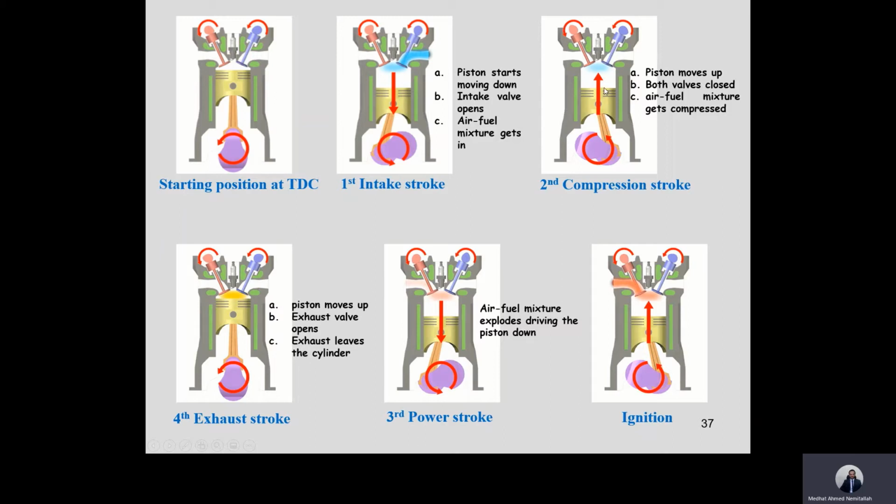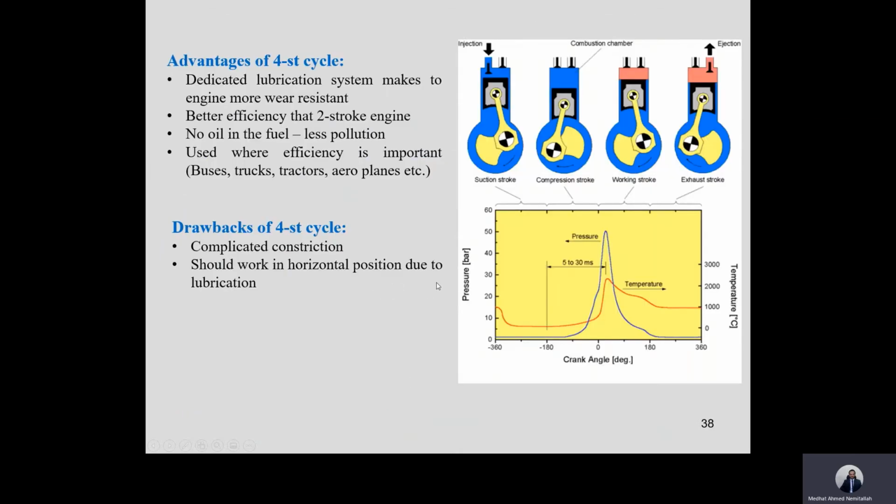Then the piston will reverse its movement, and in this case the intake and the exhaust valves will be closed. Both valves are closed. The piston is moving up to compress the air plus fuel. Before the end of the compression stroke, a spark will be initiated using the spark plug to start the combustion process. Then the heat will be released and the piston will be moved down to generate shaft power. We call it the power stroke in this case. Then the piston will be moving up again, the exhaust valve will be open, and the exhaust gases will be leaving the system.